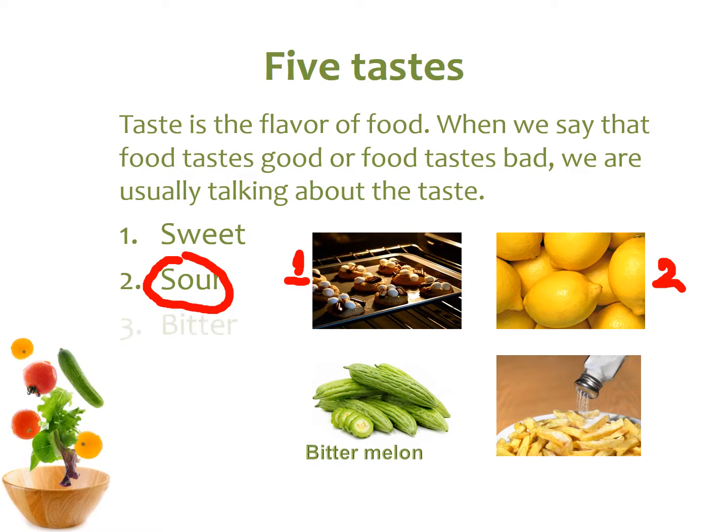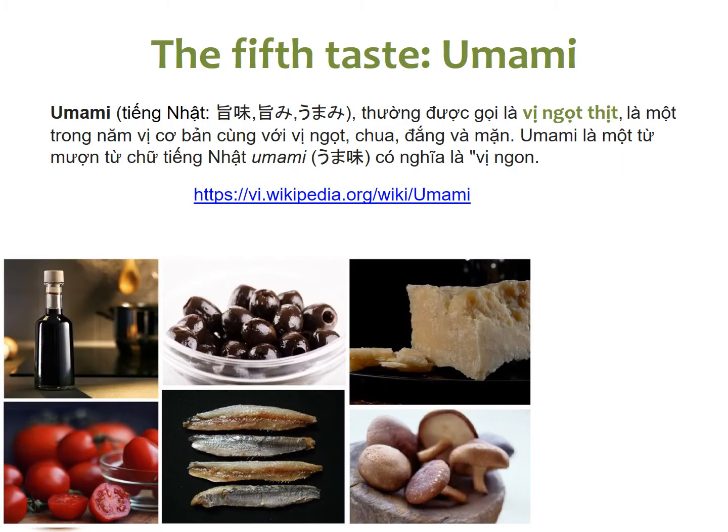And number 3, bitter melon often tastes bitter. Number 4, potato chips will taste salty. You see here, you add lots of salt, so it will taste salty. Again, the 4 basic tastes: sweet, sour, bitter, and salty. The 5th taste is called umami.